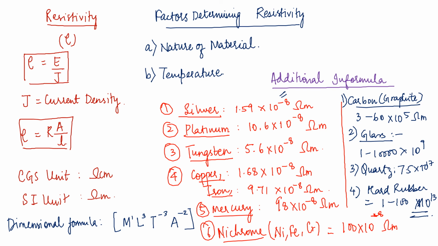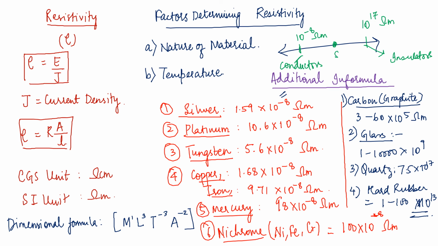So these are the resistivity values for a few conductors and a few insulators, for you to understand properly how the range is defined. If I say this is a range plot, here is 10 to the power minus 8 ohm, and here is 10 to the power 13 or 17 ohm. On this particular scale, this belongs to conductors, this belongs to insulators, and in between will come the semiconductors.